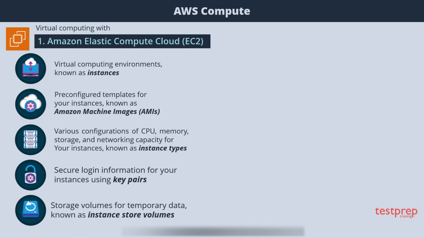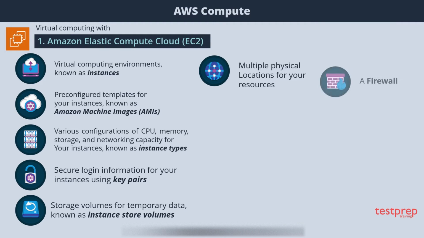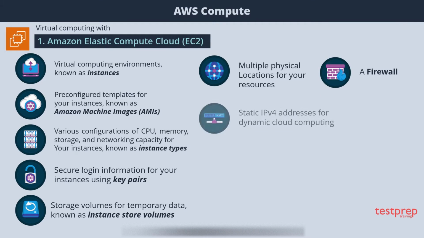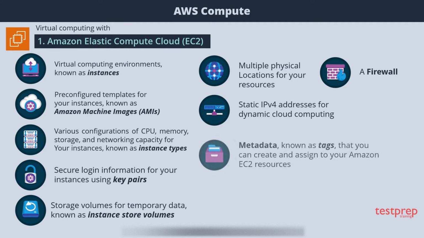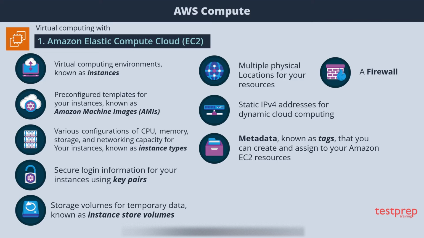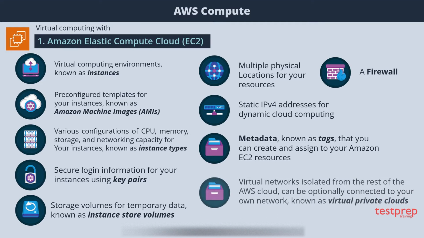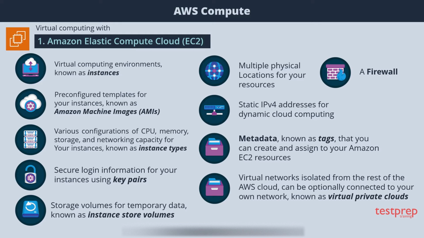You get storage volumes for temporary data, known as instance store volumes. You get multiple physical locations for your resources. And a secure firewall. Static IPv4 addresses for dynamic cloud computing. And metadata, known as tags, that you can create and assign to your Amazon EC2 resources. And virtual networks, isolated from the rest of the AWS cloud, which can be optionally connected to your own network, known as virtual private clouds.